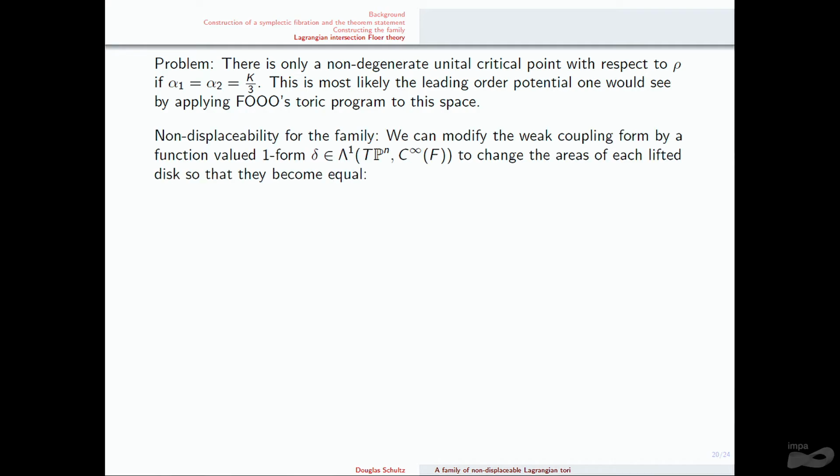Okay. So if you want to get non-displaceability for this family, you're going to have to modify the connection a bit, so that you have these U_i in the base, and when you lift them, you pick up or drop off the appropriate area to make these match up.